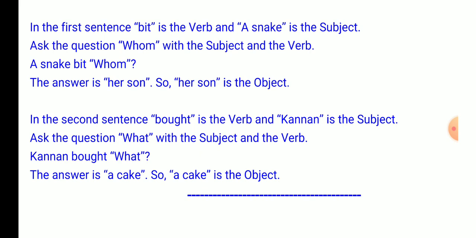In the next sentence, bought is the verb and Kannan is the subject. Ask the question what with the subject and the verb. Kannan bought what? The answer is a cake. So, a cake is the object.